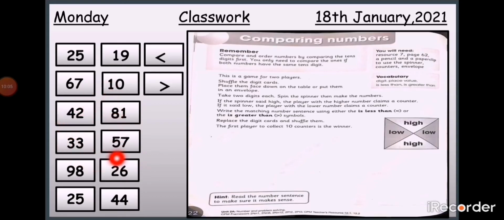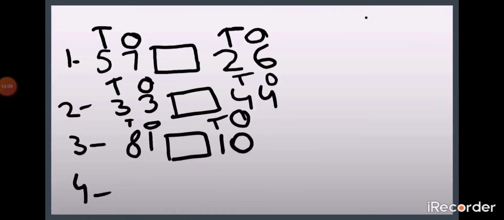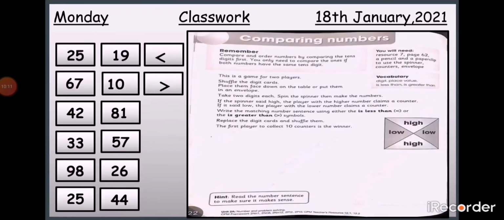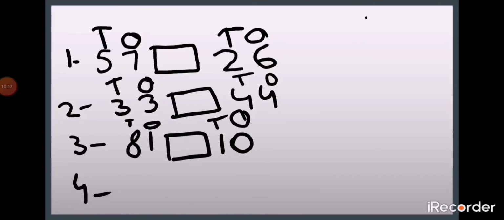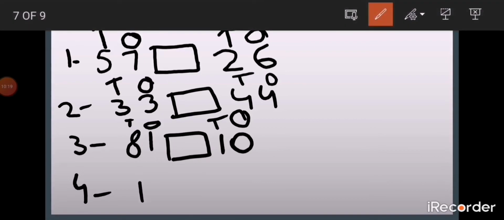I am giving you a task, and you have to do this task in my way. Now I have chosen my numbers here from this number bank. Now I am choosing 98 and I am choosing 19. So I am writing here 19, box, 98.